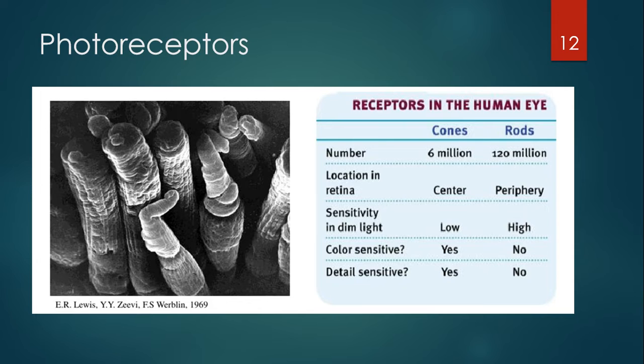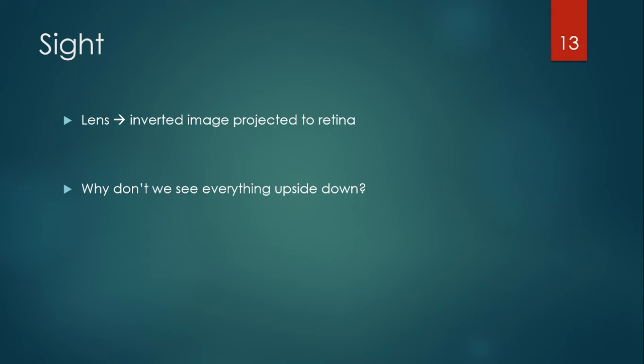All right, to finish up this image on the slide here, cone cells, rod cells, they have different functions. Cone cells are much more sensitive to color, much more sensitive to fine grained detail. Rod cells, much more sensitive to dim light conditions. They're also much more sensitive to movement. So two different types of photoreceptors, two different jobs. All right, so let's talk a little bit more about sight.